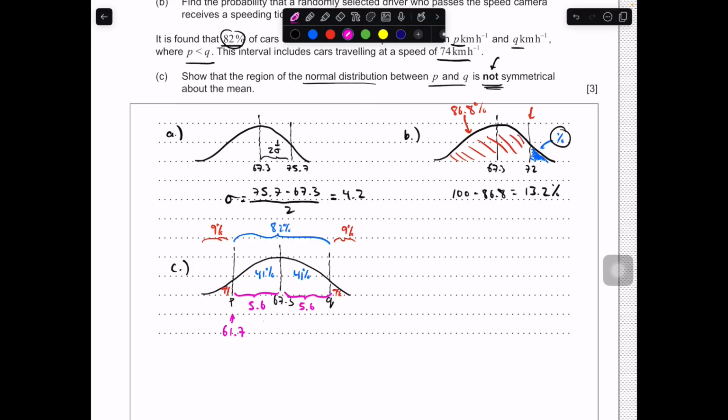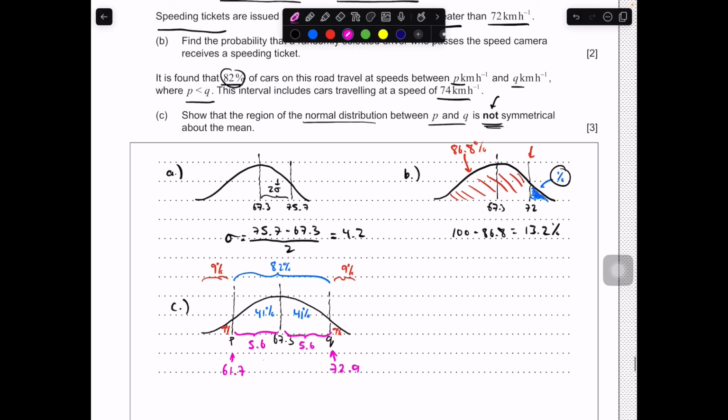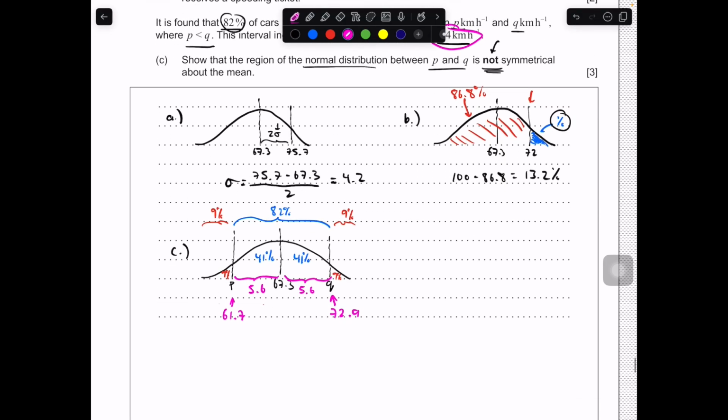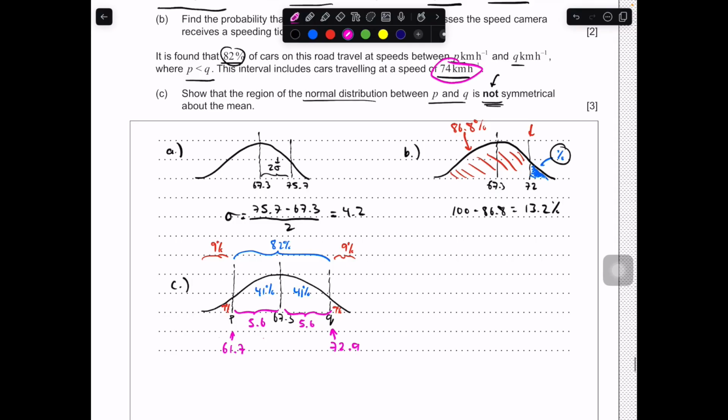And 67.3 plus 5.6 gives us a value of Q of 72.9. And we can ask ourselves, no, that can't be, because this itself includes cars traveling at a speed of 74. And so what can we say? We can say that 72.9 is less than 74.